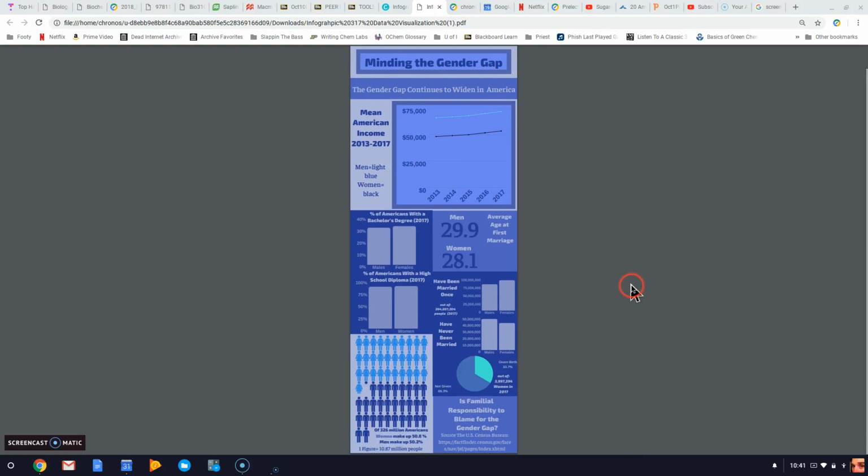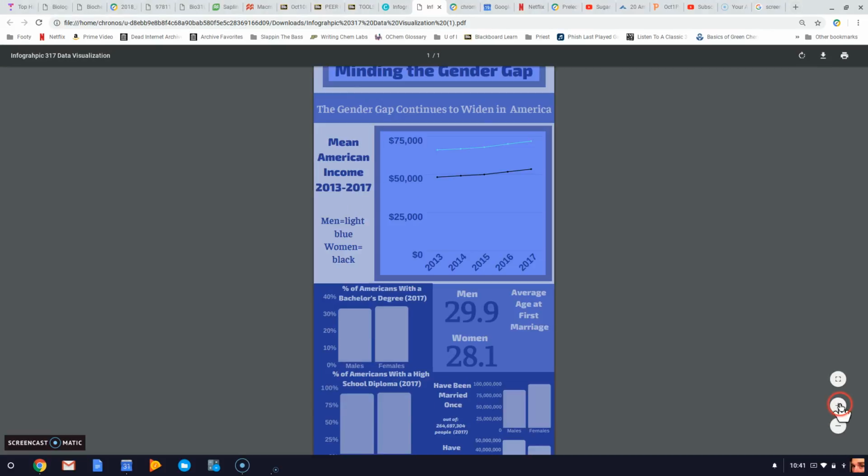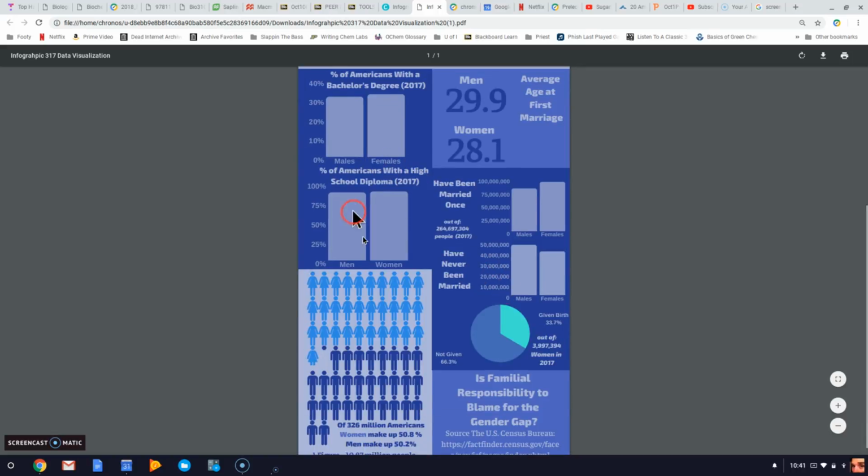The first principles I'll be discussing are proximity and alignment. Proximity is the grouping of like design elements together so that viewers perceive them as related. I use the principle of proximity in order to group the 4 bar graphs together because each of them is similar and compares men and women against one another.